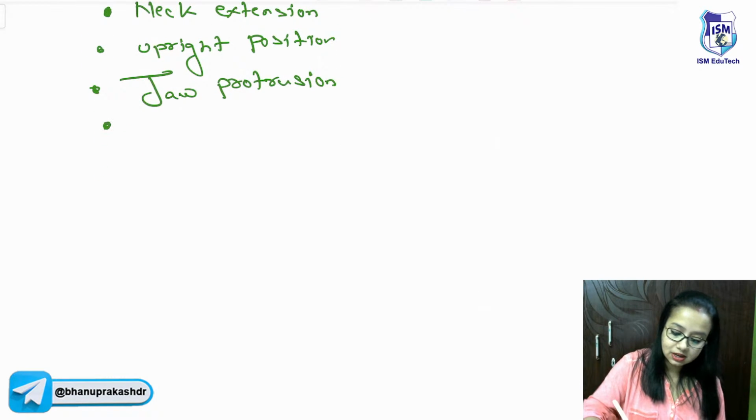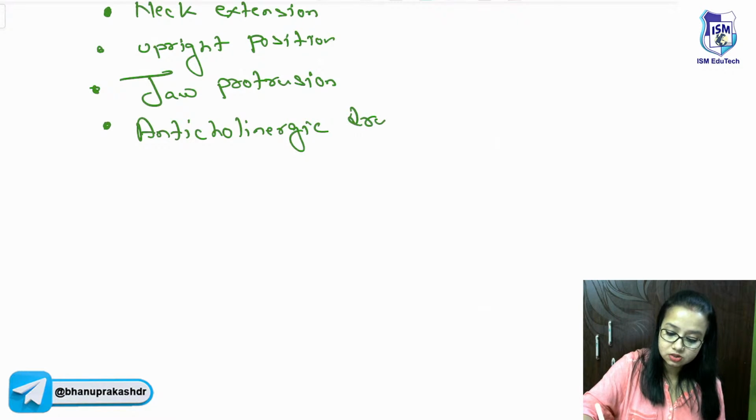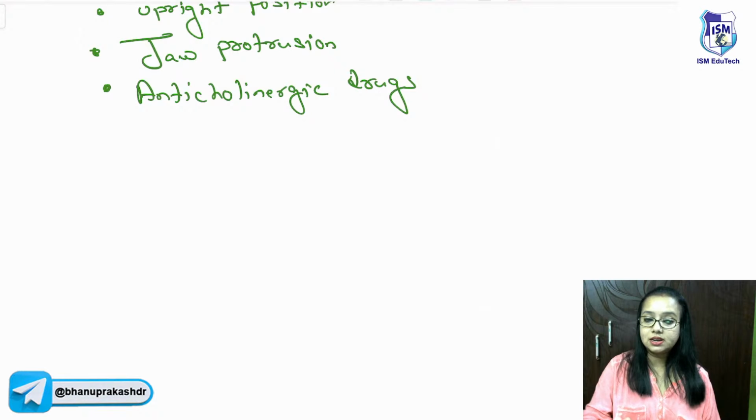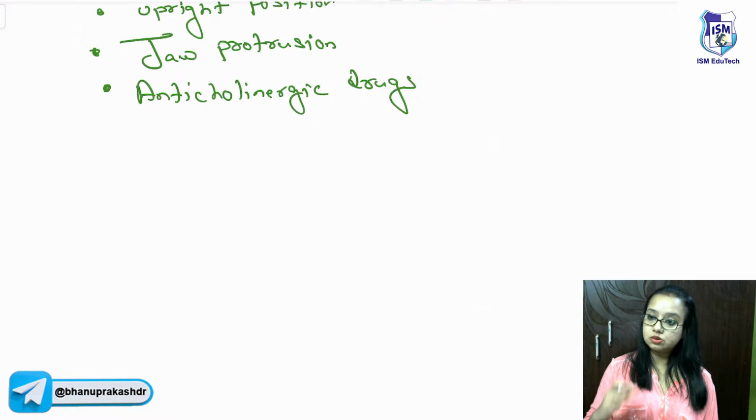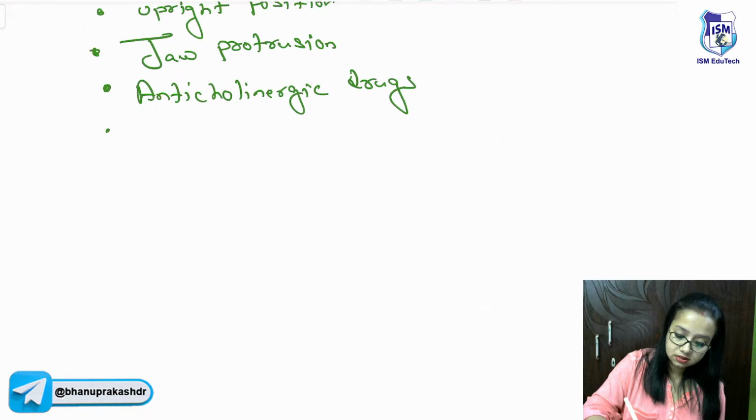Other conditions are like anticholinergic drugs. Drugs that are anticholinergic basically block the vagus nerve activity. Then what will happen? It will cause hyperventilation, an increase in respiration, right? All these things will also increase the anatomic dead space.